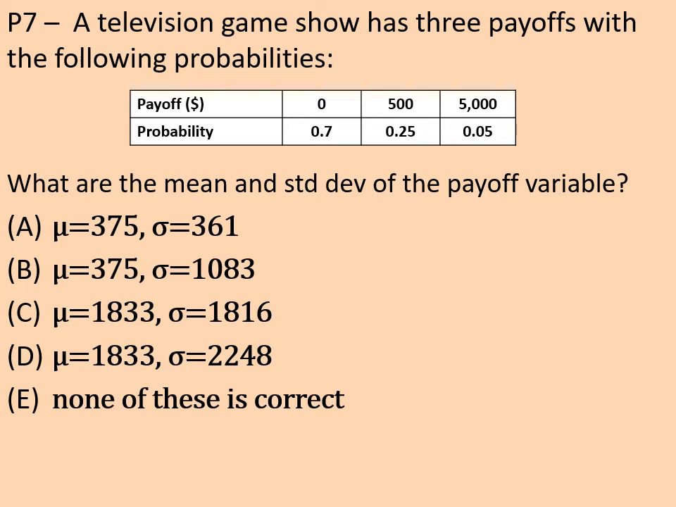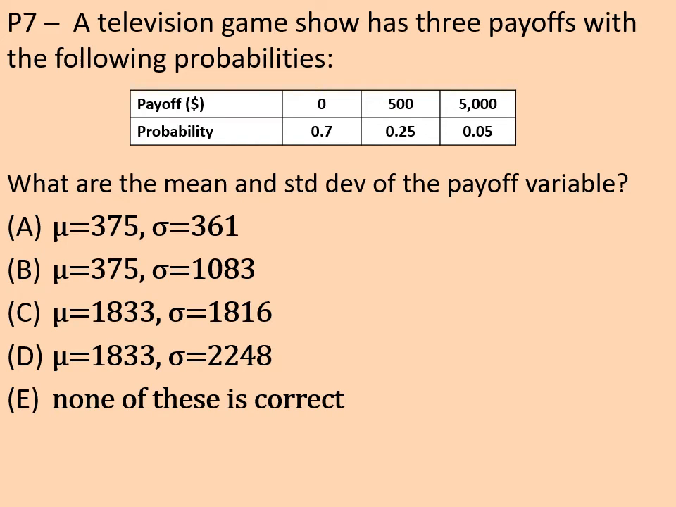P7. A television game show has 3 payoffs with the following probabilities. So you can either win 0 money, and that happens 70% of the time. You can win $500, that happens 25% of the time. Or you can win $5,000, but that only happens 5% of the time. All right, what are the mean and the standard deviation of the payoffs?